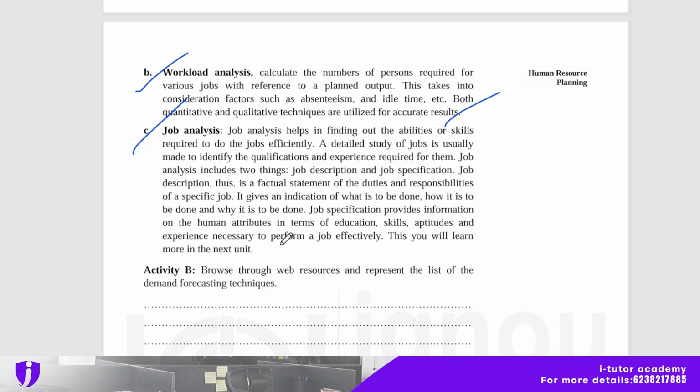Job description is a factual statement of the duties and responsibilities of a specific job. It gives an indication of what is to be done, how it is to be done, and why it is to be done. Job specification provides information on the human attributes in terms of education, skills, aptitudes, and experience necessary to perform a job effectively. This you will learn more in the next unit.